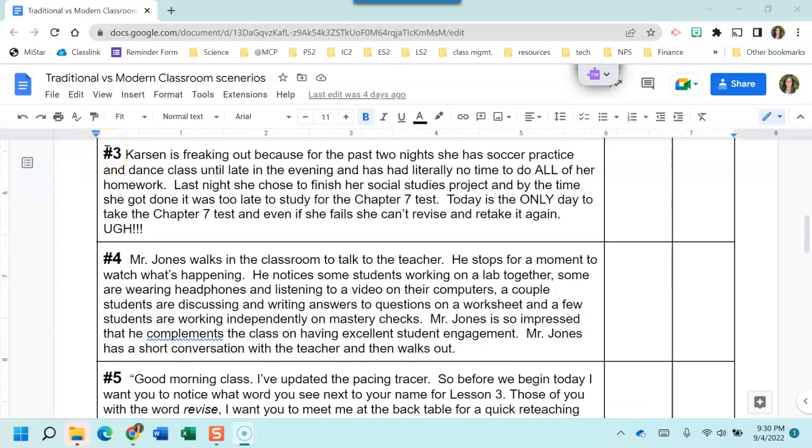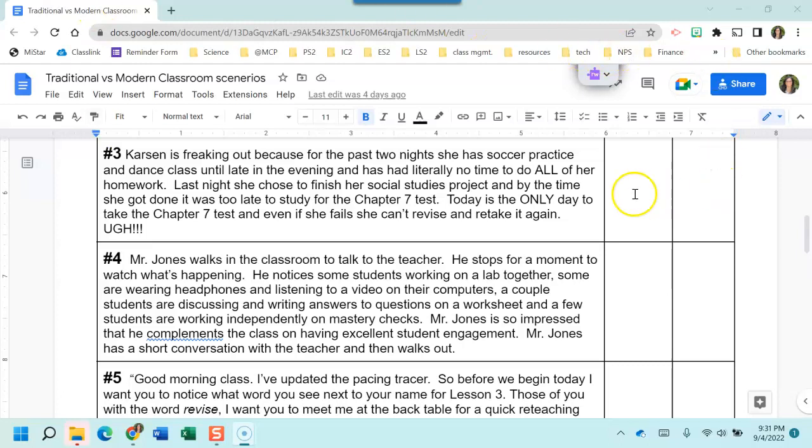Scene 3. Carson is freaking out because for the past 2 nights she's had soccer practice and dance class until late in the evening and has literally had no time to do all of her homework. Last night she chose to finish her social studies project, and by the time she got done it was too late to study for the Chapter 7 test. Today is the only day to take the Chapter 7 test, and even if she fails, she can't revise and take it again. Ugh.